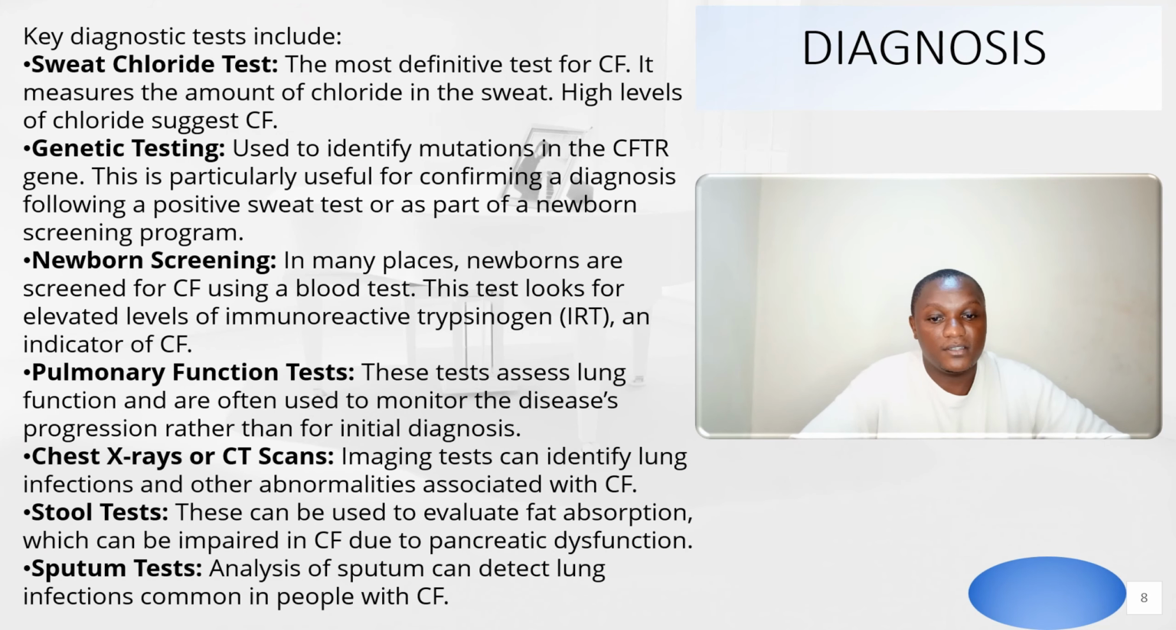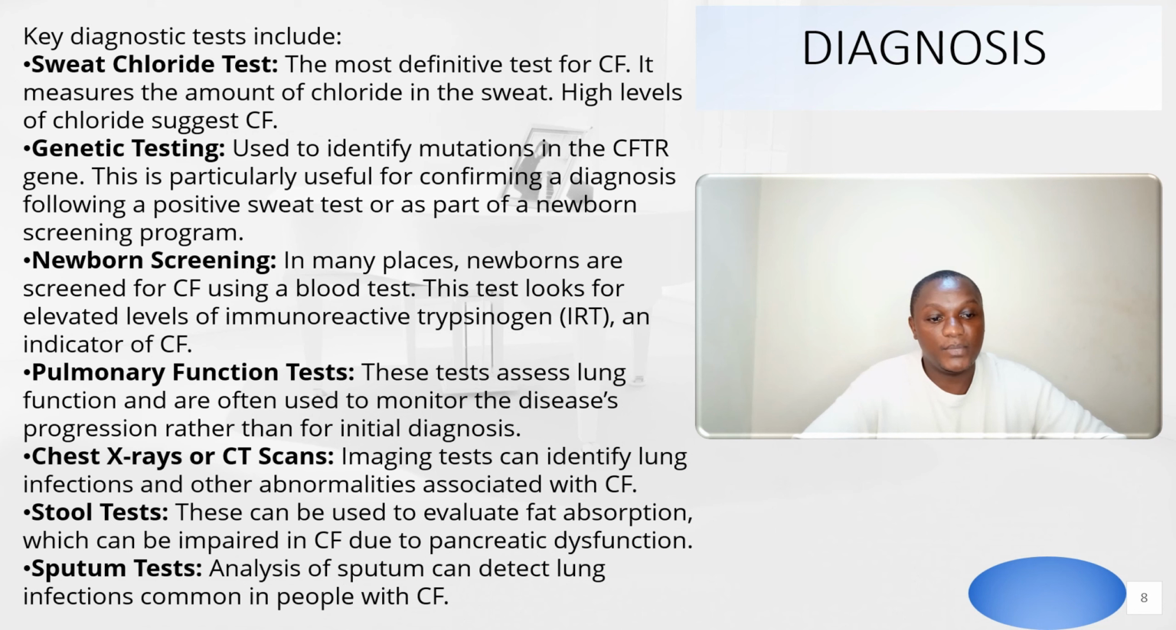The diagnosis. How do you diagnose cystic fibrosis? Number one is through sweat chloride test. This is the most definitive test for cystic fibrosis. It measures the amount of chloride in the sweat. High levels of chloride suggest cystic fibrosis. There is also genetic testing used to identify mutations in the CFTR gene.